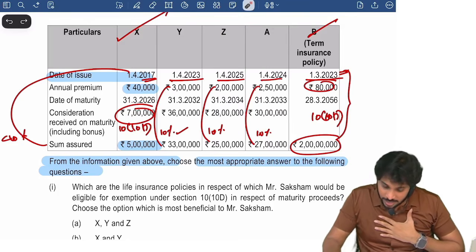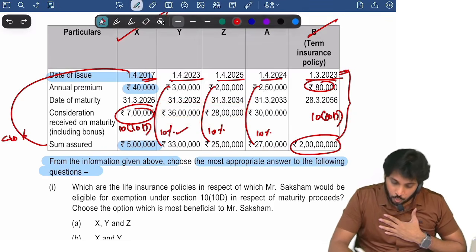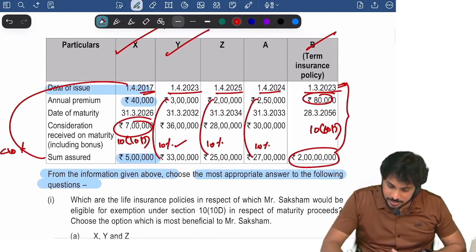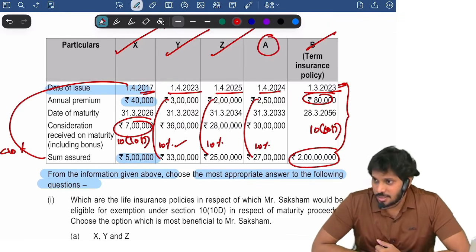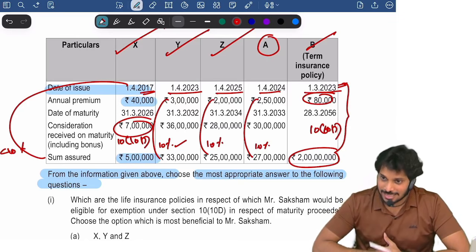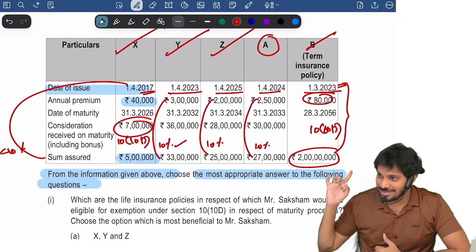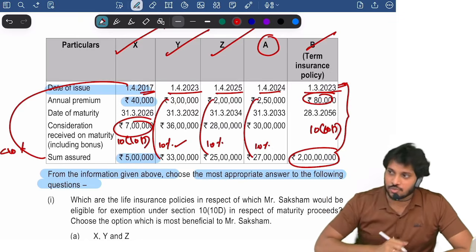Correct? Now I will see. These 2 I will claim exemption. 36 plus 28. So Y and Z, I will claim exemption of Y and Z. Only A will be taxed. If you do not understand this, watch my other sources related to the regular class or marathon. We have solved 10 illustrations like this. In the ICAI book, 10 illustrations were there like this.